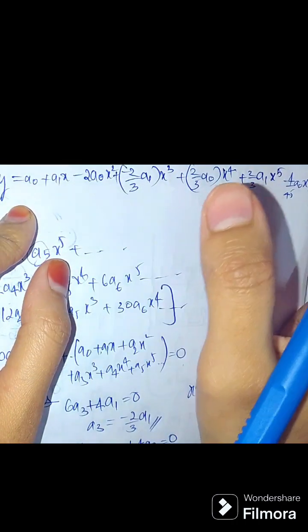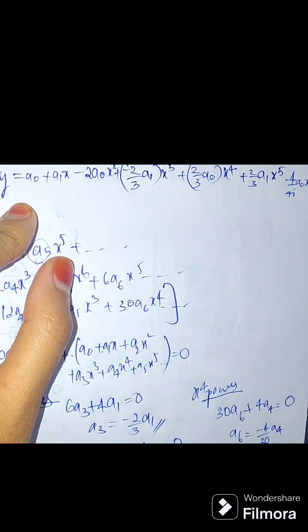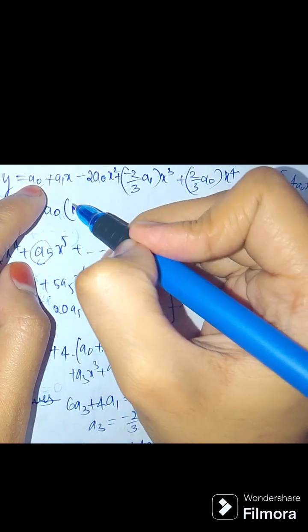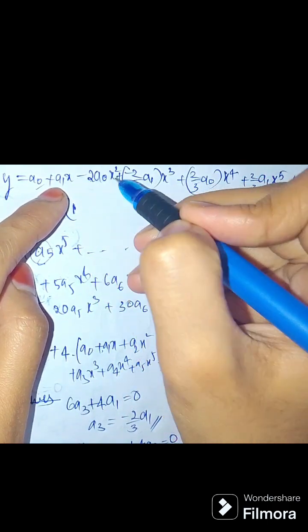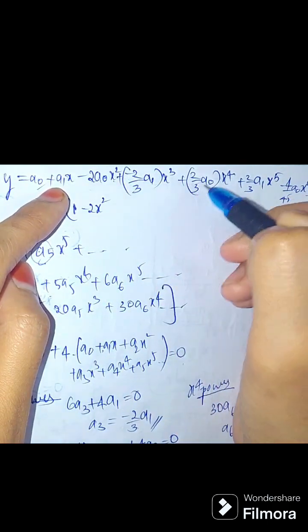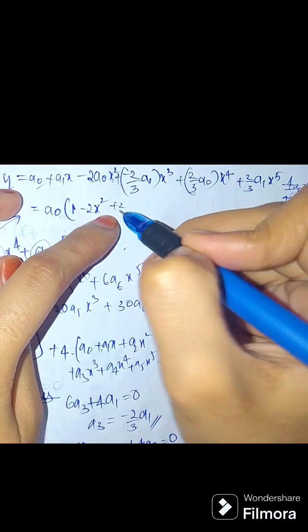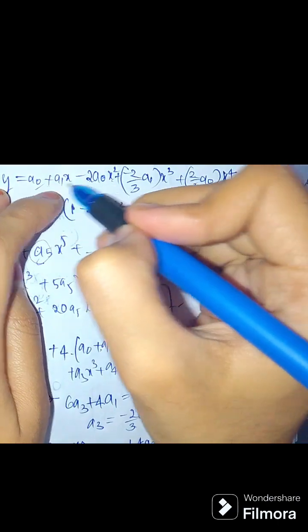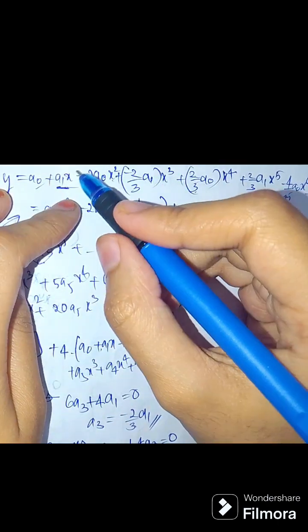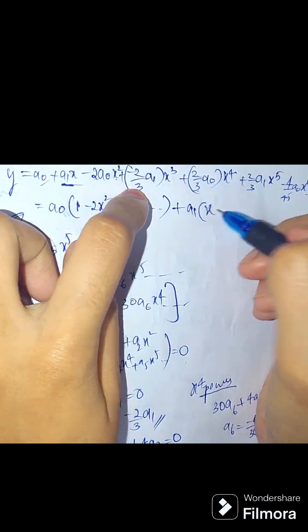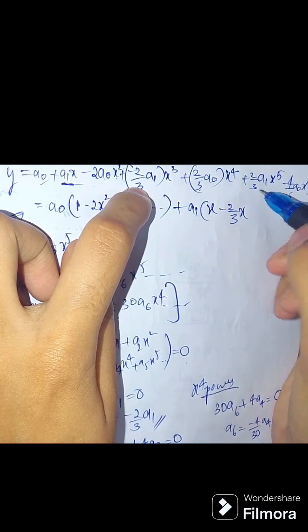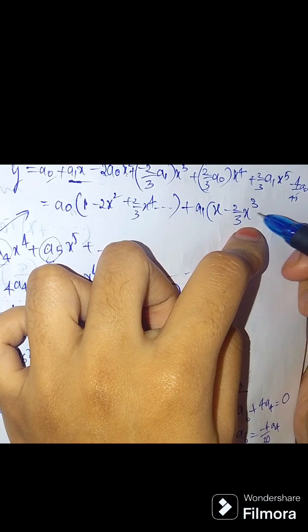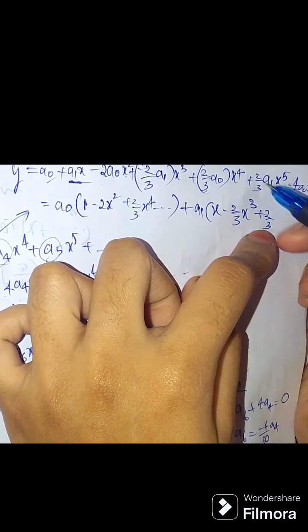I'll take a0 and a1 common. So if I take a0 common, which terms will I get? 1 here, minus 2x square, next here plus 2 by 3 x power 4, so on. I'll take a1 common, so I'll get here x, another a1 is here minus 2 by 3 x cube, next a1 is there, here plus 2 by 3 x power 5, so on.